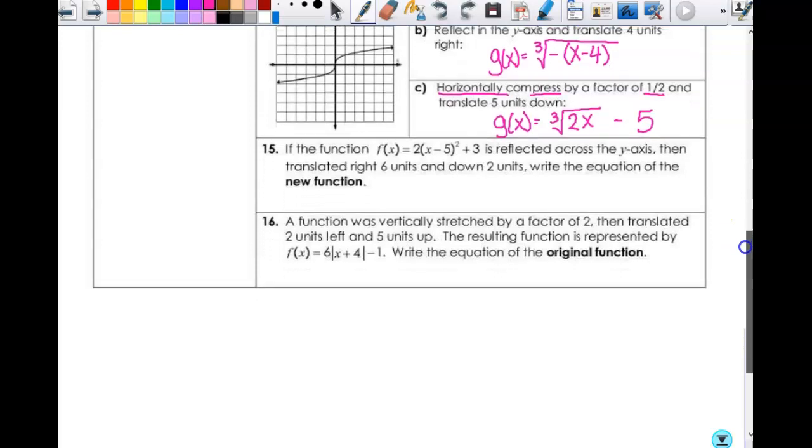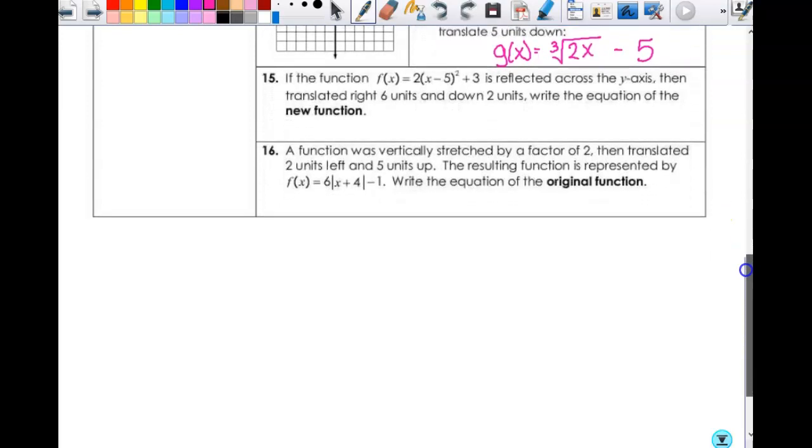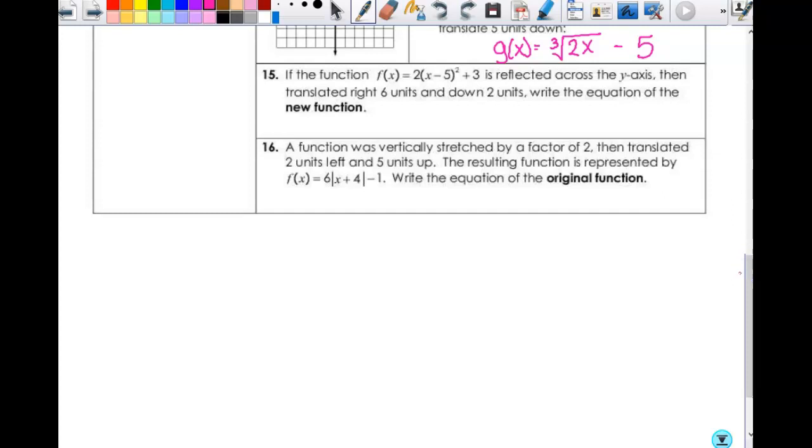All right, so let's look at number 15. It says if we're given this function right here, and it's reflected across the y-axis, then translated right 6 units and down 2 units, we're going to write the equation of the new function. So instead of starting with the parent function, we're starting here. And with this one, we are doing these things. Okay, I'm going to give you a minute to see if you can write out this function.